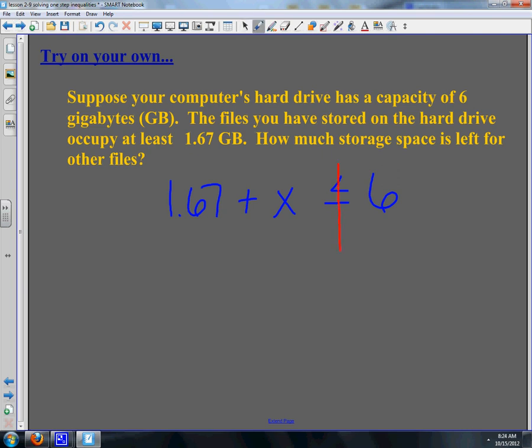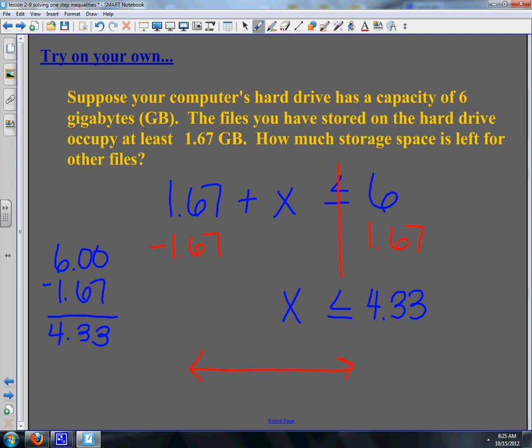So I'm going to solve this. I'm going to minus 1.67 from both sides. So you probably can't do this right off the top of your head. You might be able to without a calculator. So you're going to have 6 minus 1.67. So that's 4.33. So 4.33 is my storage space. I can go up to that, or I could be less. If I had 3, that would be fine too.